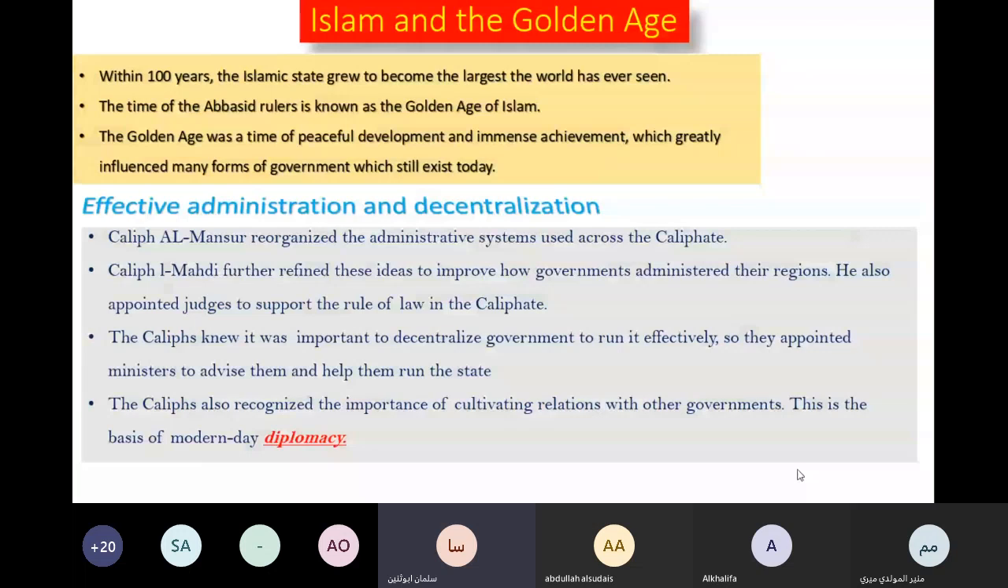Islam and the Golden Age. Within 100 years, the Islamic State grew to become the largest the world has ever seen. The time of the Abbasid rulers is known as the Golden Age of Islam. The Golden Age was a time of peaceful development and immense achievement, which greatly influenced many forms of government which still exist today. Effective administration and decentralization.